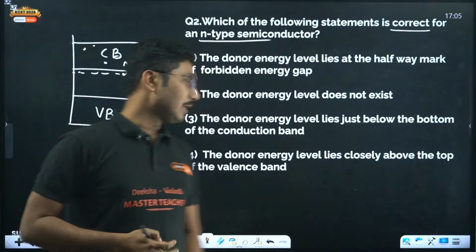80 plus 80% is 140, I think. So that much you have to score.